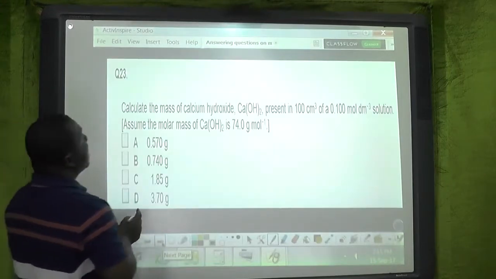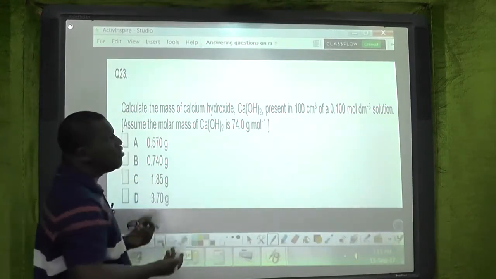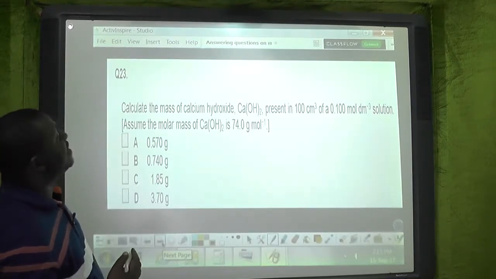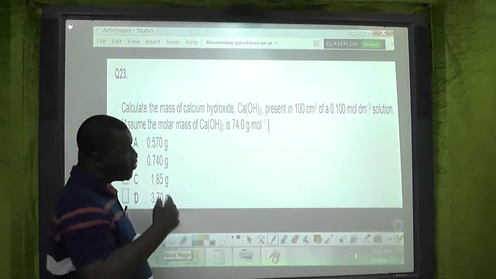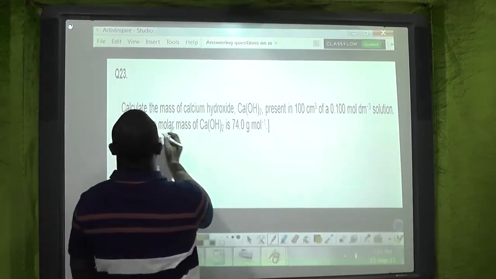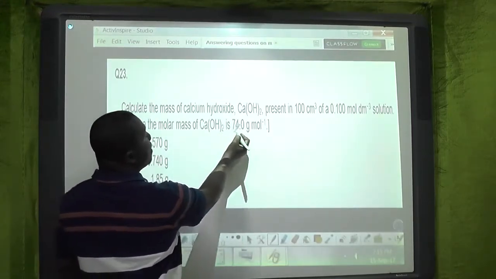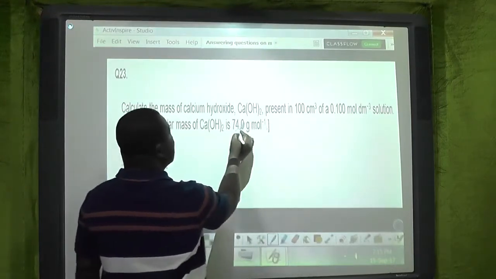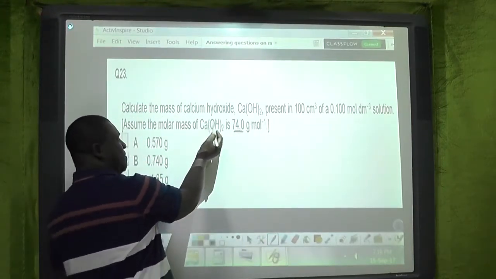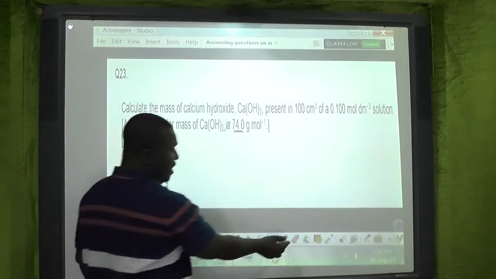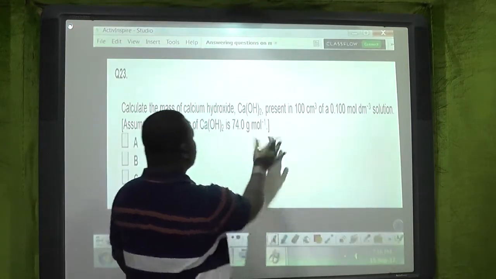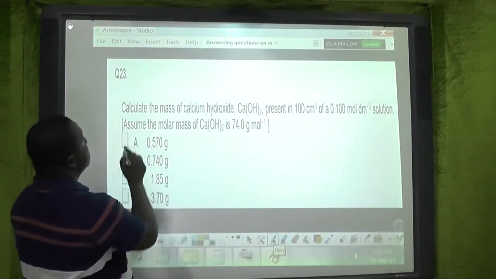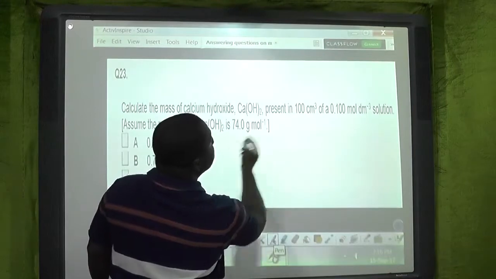We are moving. Calculate the mass of calcium hydroxide present in 100 cm³ of 0.1 mol/dm³ solution. And of course, we have been given that the molar mass of calcium hydroxide is this per mole. That means every mole of that is this, which means we don't have to calculate Ca plus O2 times 2 plus. We don't have to do that again. It has been given to us. Sometimes we need to do that if this is not given. Now, what are we doing? We have been asked to calculate the mass of calcium hydroxide present in this.